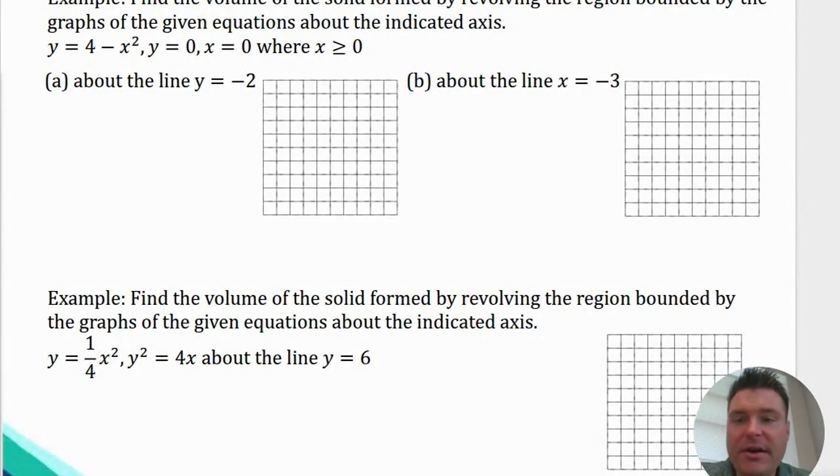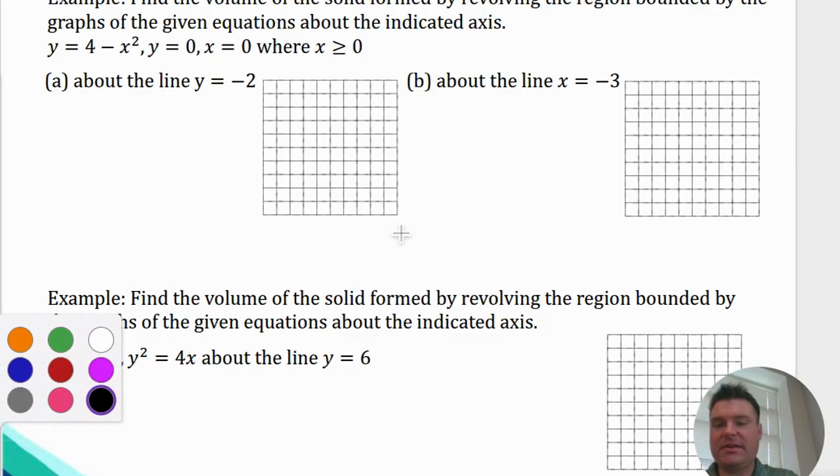For our first example here, we are going to find the volume of a solid formed by revolving the region bounded by the graphs of the given equations about the indicated axis. So we're going to have the graph of 4 minus x squared. We did this in our disk video, but this time I'm going to rotate about the line y equals -2 so that you can see the similarities and the differences.